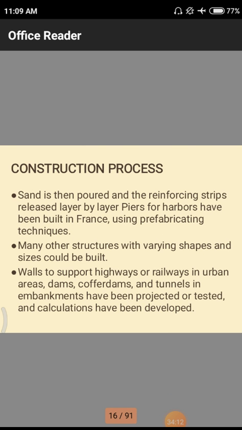Next one, how the construction process takes place. First of all, sand is poured and reinforcing strips are released layer by layer, as with piers or harbors that have been built in France using these prefabricating techniques. First of all, we observe these prefabricating techniques applied in France. That means in France they are going to construct a structure. For that structure, the majorly used material was sand. That sand was poured.